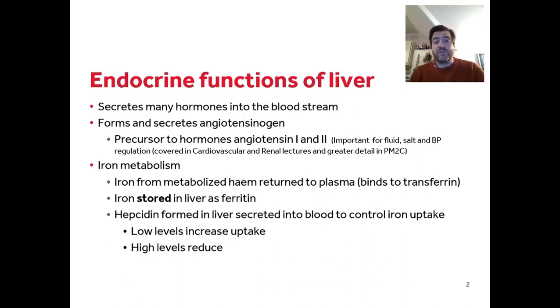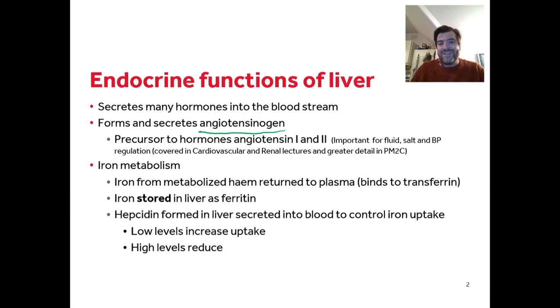It also forms and secretes angiotensinogen, which is a very important protein because that protein is a precursor to the hormones angiotensin 1 and angiotensin 2. While we will cover some of the roles of angiotensin 1 and angiotensin 2 in terms of physiology, it's worth bearing in mind that these hormones originating from the liver in terms of angiotensinogen are highly important in regulation of your fluids, your salt balance, and your blood pressure as well.